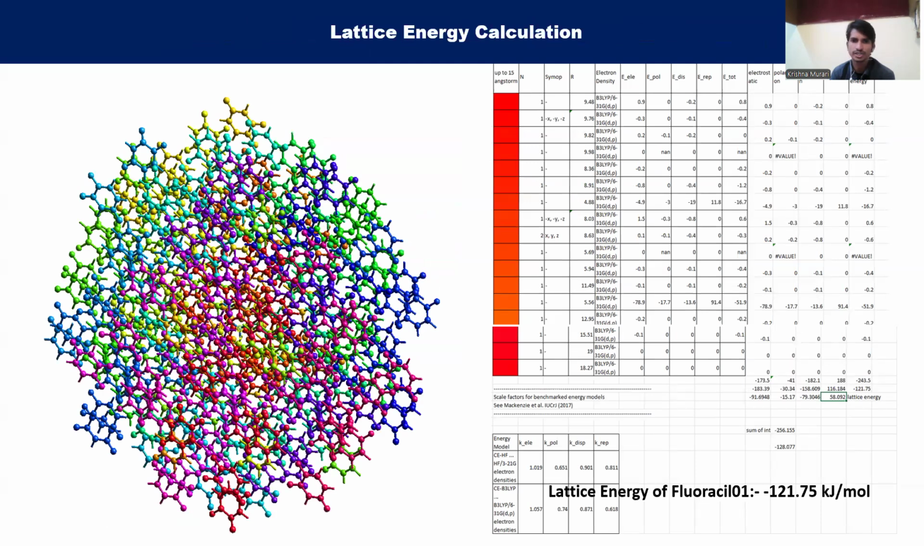For lattice energy, we have to generate atoms within a 15 angstrom cluster radius and repeat the same procedure. You will obtain a file like this, and a chart like this. You have to export this chart into an Excel file. Then you have to multiply n by E total, sum all the interaction energies, then divide by 2, and you will get the lattice energy. All the calculation that I have shown here is for fluorouracil. Its lattice energy comes out to be minus 121.75 kilojoule per mole.